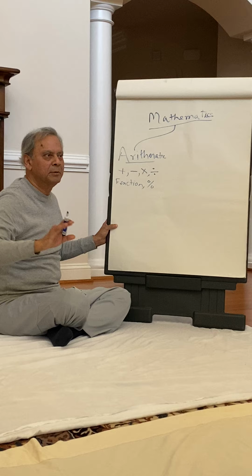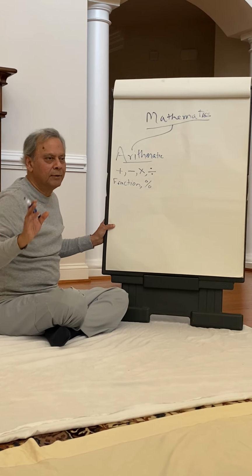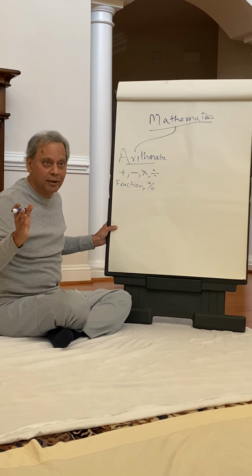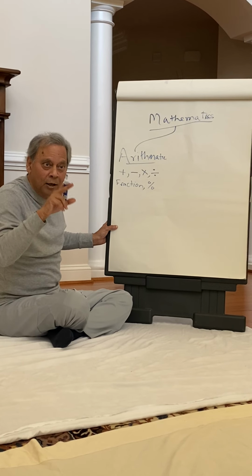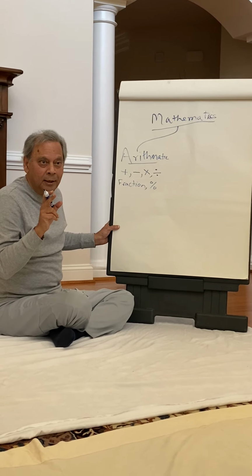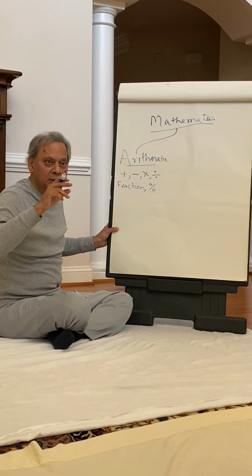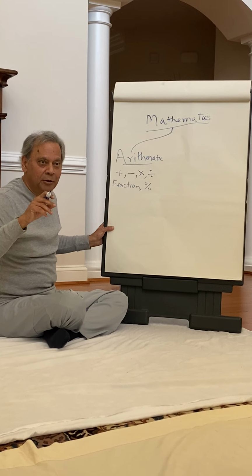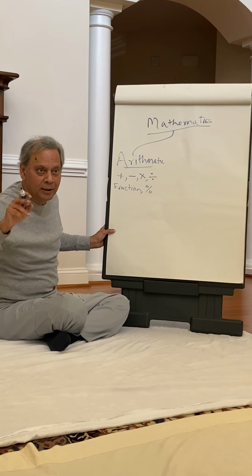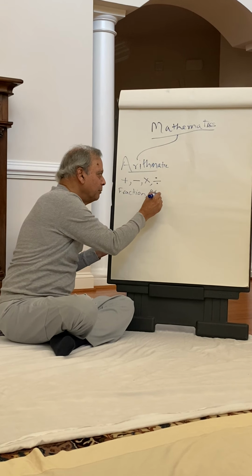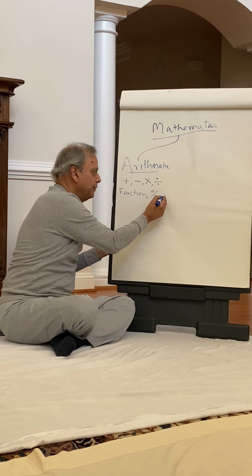10%. Cent means 100. Yeah. 10 out of 100 is 10%. 50 out of 100 is 50%. 1 out of 2 is also 50%. Right? Because you multiply the top by 50 and the bottom by 50, it is 50 over 100, which is 50%. Decimals? Decimal points are also arithmetic.